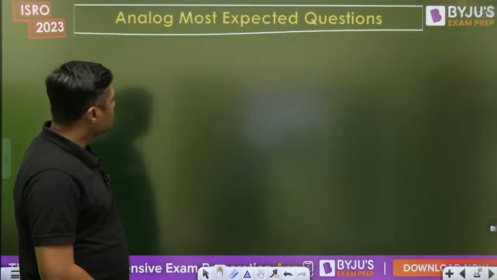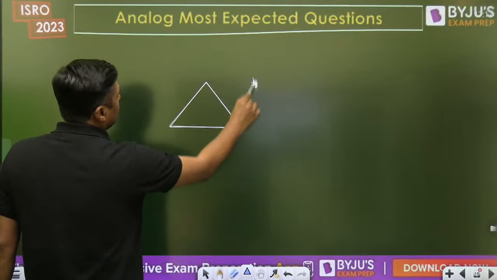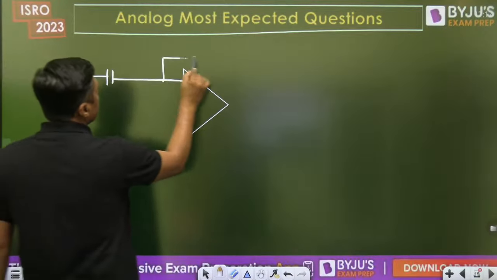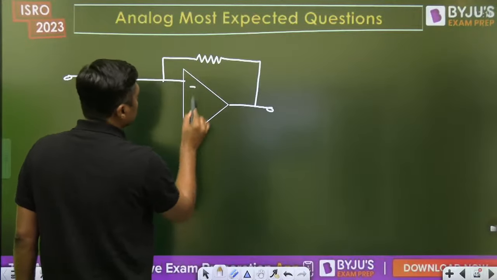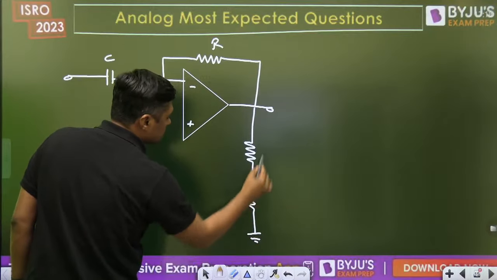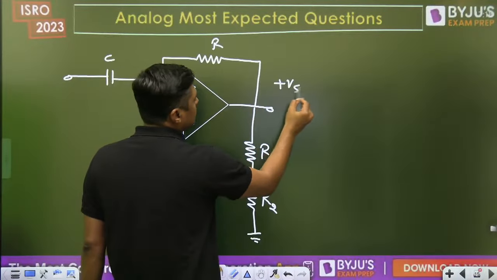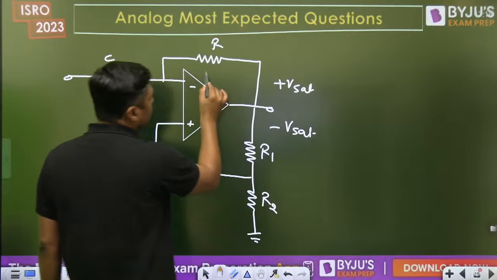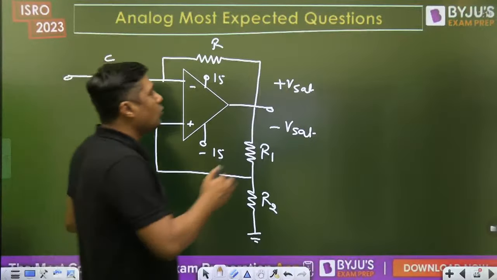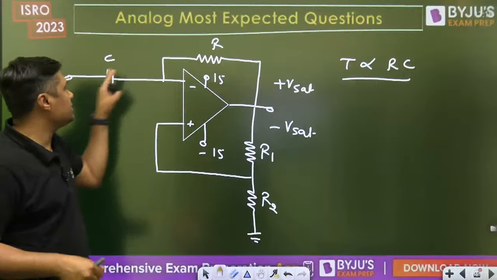Now guys, remember, in this diagram, if you are given a standard diagram, that is the circuit, and here we are giving the positive feedback. Output is fixed, plus Vsat and minus Vsat. Highest value is plus Vsat, lowest value is minus Vsat. Output amplitude is like 15 and minus 15. But you can control the time period. Time period of the output is directly proportional to R and C. This is R and this is C.